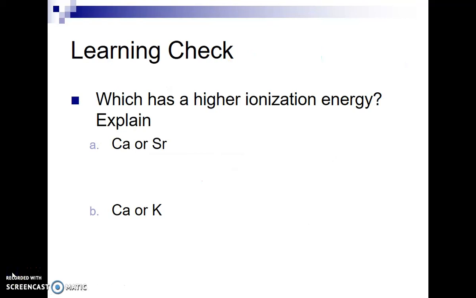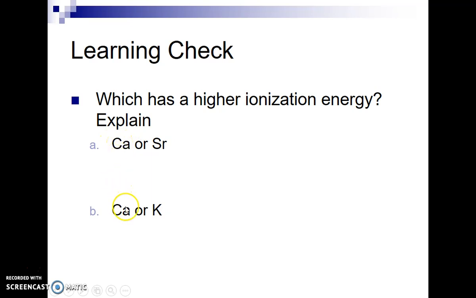Alright, now for our last learning check here. If we look at Ca and Sr, we'll see that Ca and Sr are in the same group. Ca is located higher in the group. What that means is that the electrons in Ca are closer to the nucleus. Because there's less distance, there's greater coulombic force on those electrons. As a result, it's harder to pull them away, and therefore you have to exert more energy to pull them away. So Ca has the higher ionization energy.